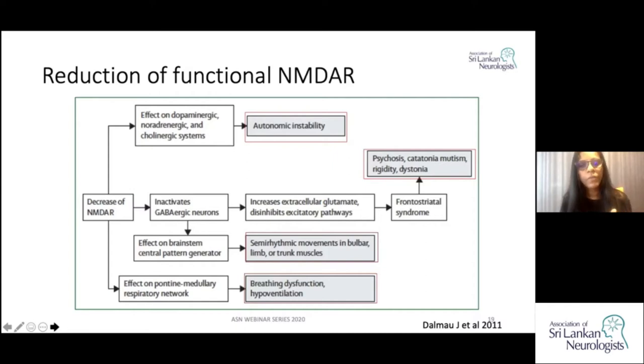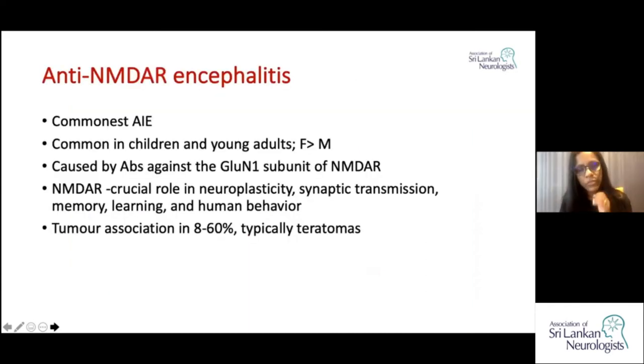A few more facts about the tumor association. I said NMDA receptor encephalitis is one of the synaptic protein antibody diseases. So the trigger could be a tumor, which has been described in about 50 to 60%. It could be infection, or it could be vaccination, or probably we really don't know what the trigger is.